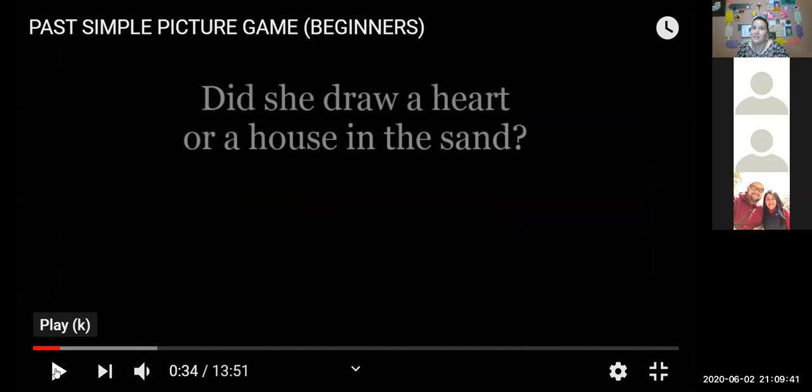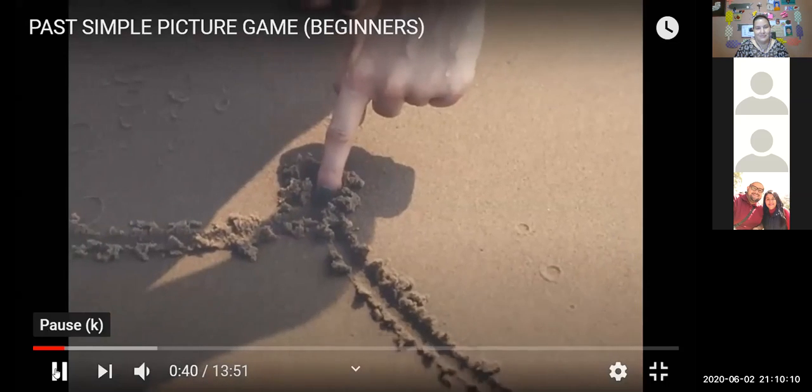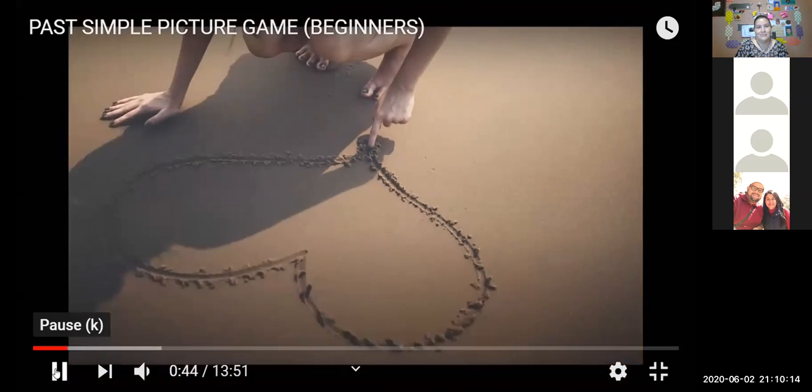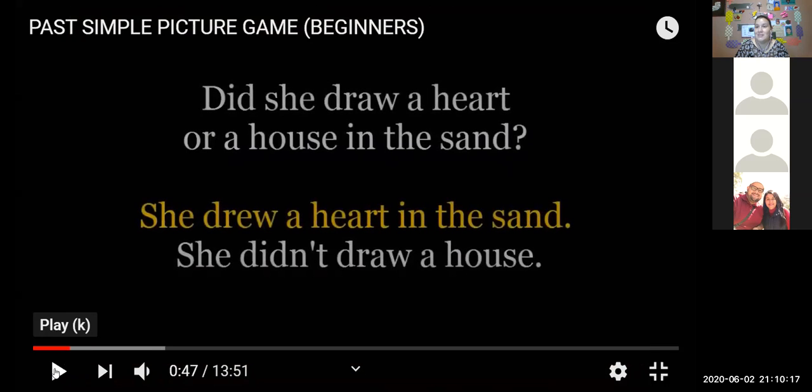Did she draw a heart or a house in the sand? What do you think? She drew a heart. Okay, that's the positive, and the negative would be? She didn't draw a house. In the sand. Okay, very good. Let's find out. So she drew, the past tense of draw is drew. So she drew a heart in the sand, okay? And the negative is she didn't draw a house, okay? Next exercise. So the past tense of draw is drew.